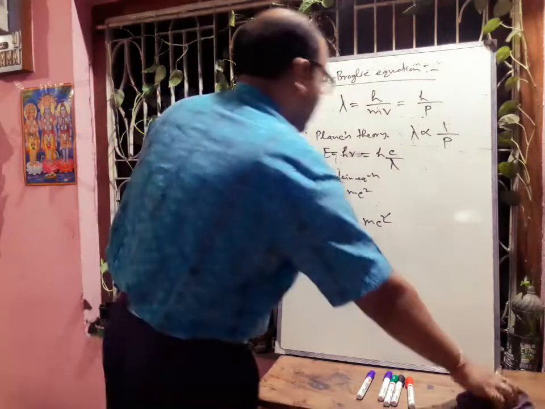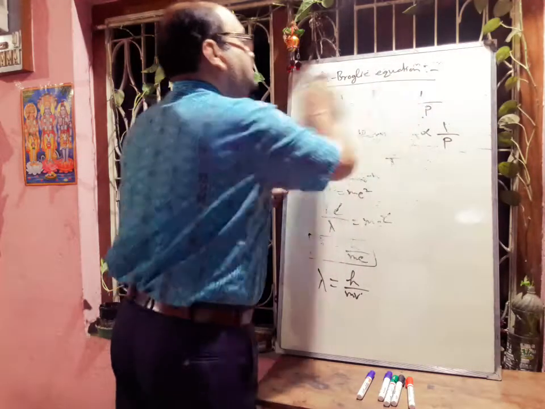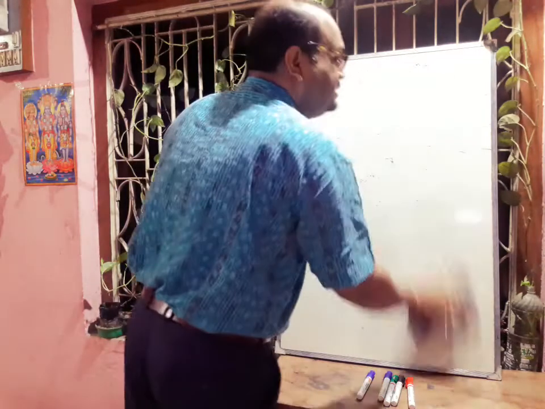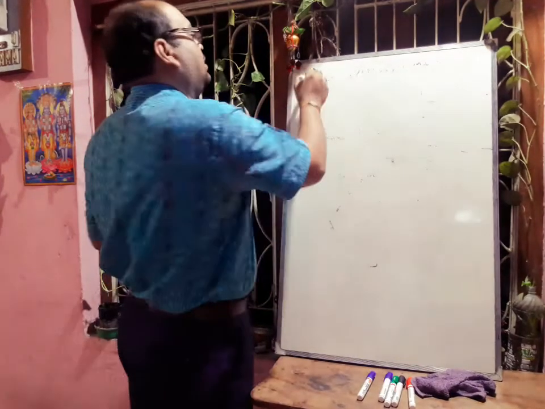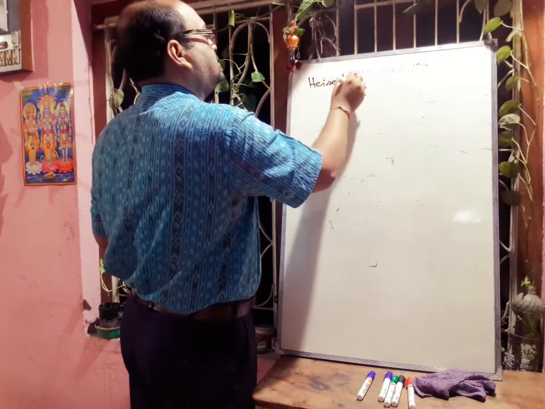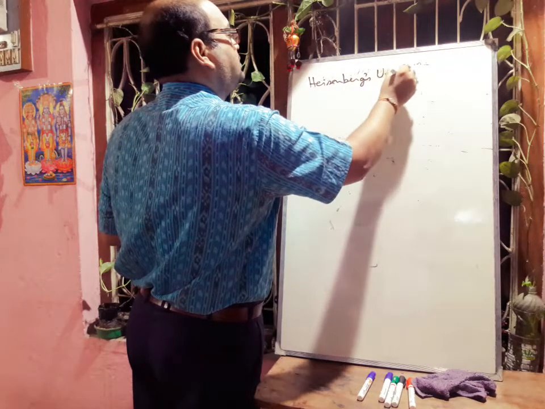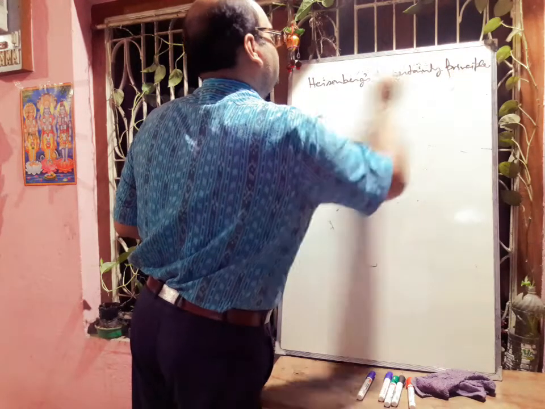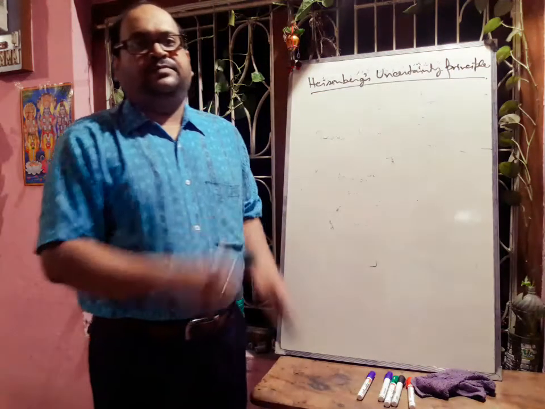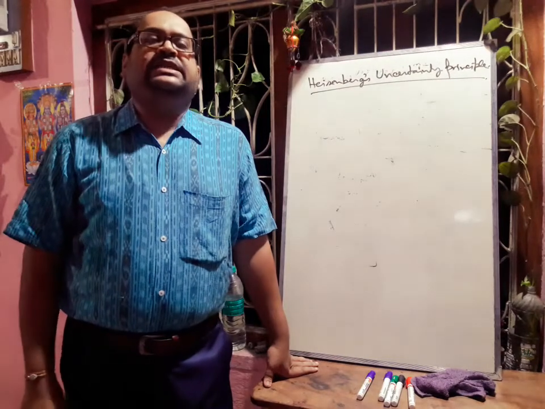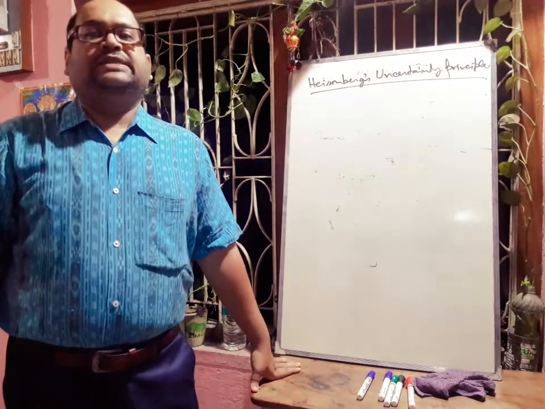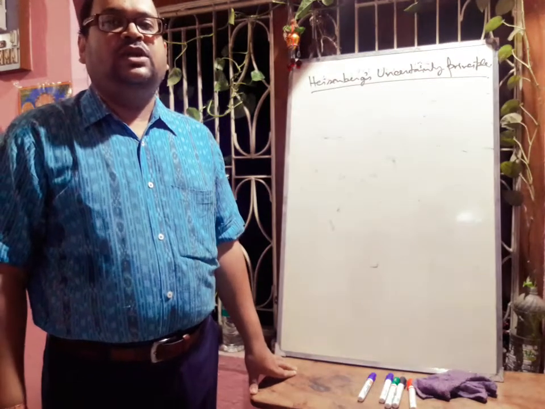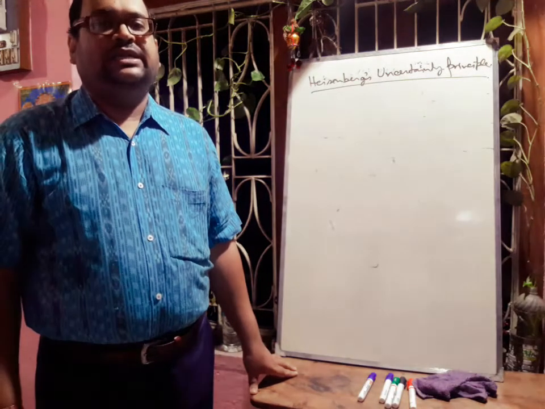Next we will discuss another important theory, that is called Heisenberg's theory. This is called Heisenberg's uncertainty principle. Now according to this principle, it is impossible to measure simultaneously both the position and momentum of a microscopic particle with absolute accuracy or certainty.